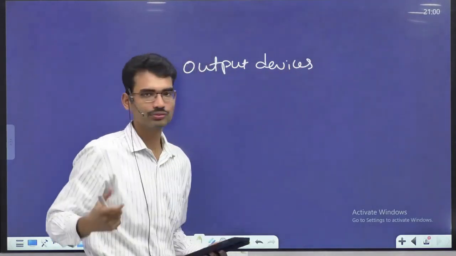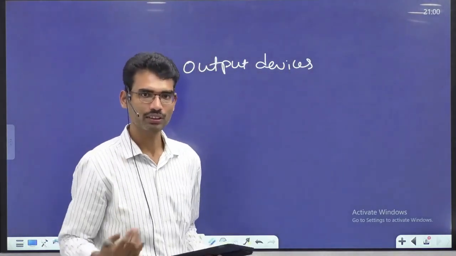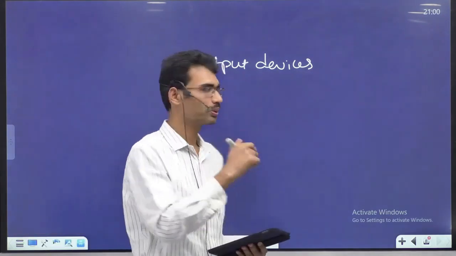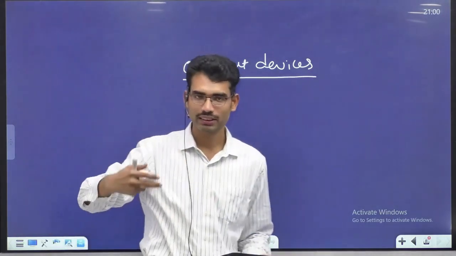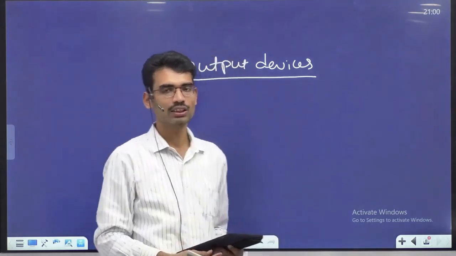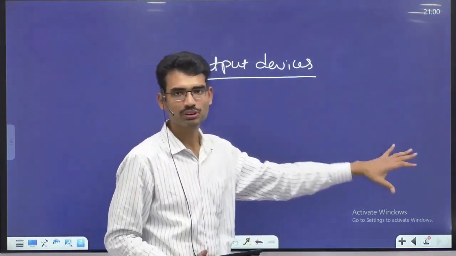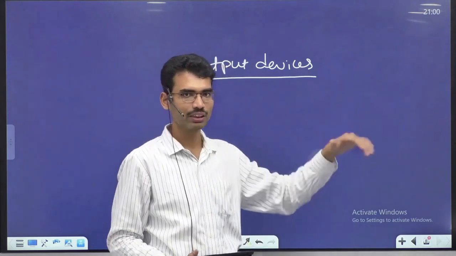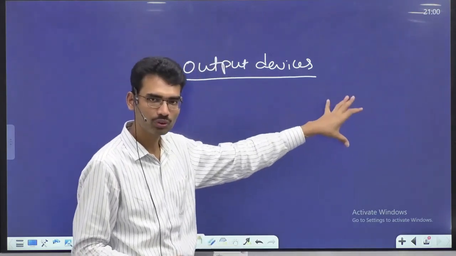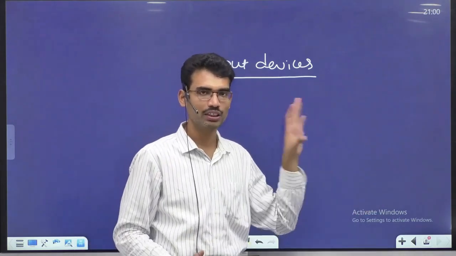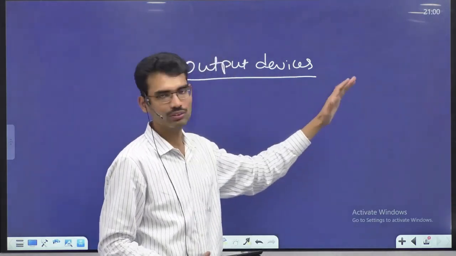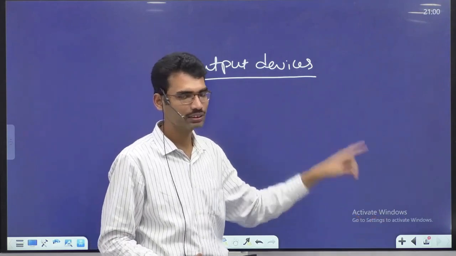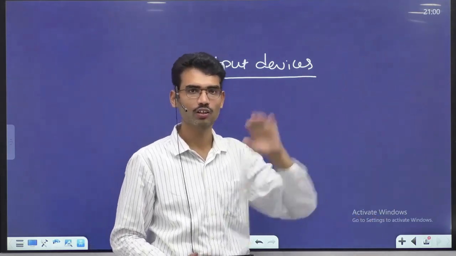These are all part of computer hardware. Input devices we have seen, output devices. Why are we discussing this? In examination, they will simply ask which of the following are input devices. They will give a few output devices and one input device. The question will be which of the following is the input device. Or they will give three input devices and one output device. The question can be which of the following are output devices.